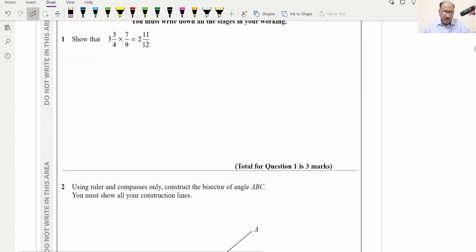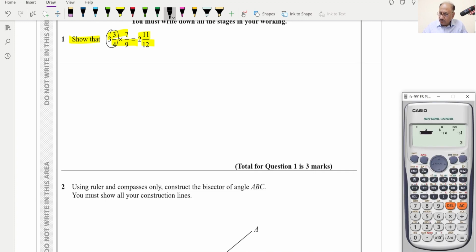Question number 1 says show that this one is equal to this. We have to prove it. We can use the calculator for this: 3 whole 3 over 4, using the shift button, and this is equal to 15 by 4.